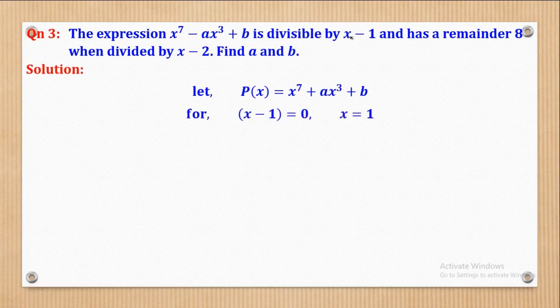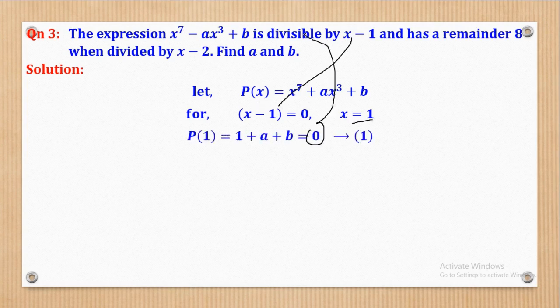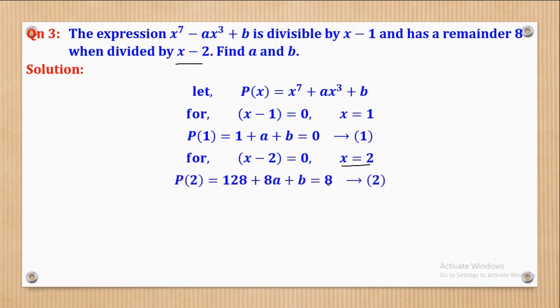Therefore, we are told that this one is divisible by x minus 1, meaning that x is equal to 1. Therefore, p1 will be equated to 0 because it was divisible. The next is x minus 2. X minus 2 means that x is equal to 2. Therefore, p2 will be equal to 8 because they told us it leaves a remainder 8.